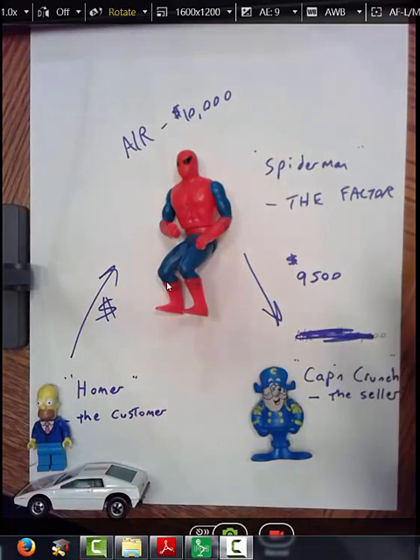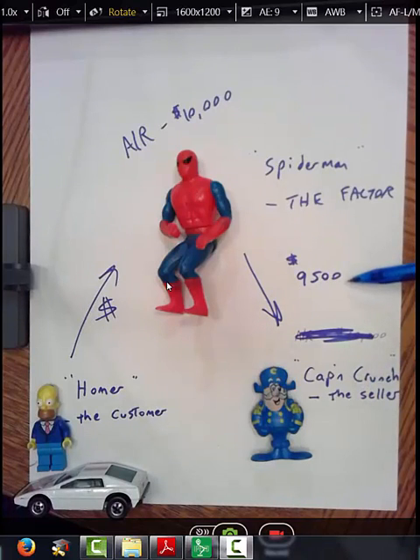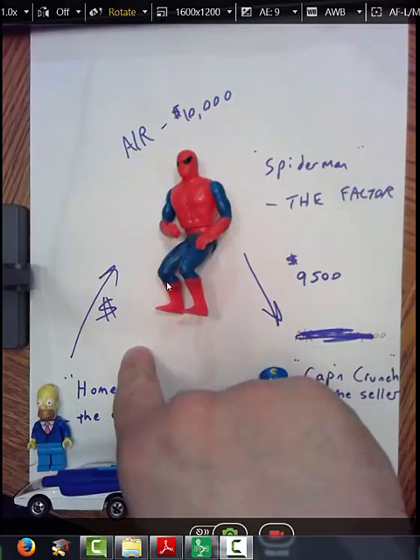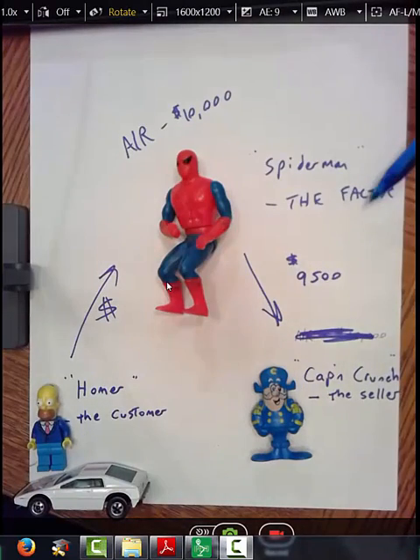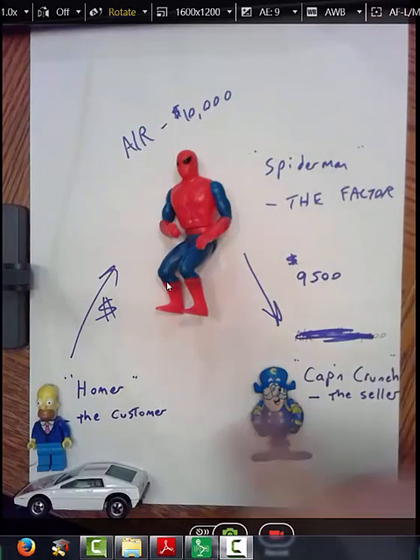Now, everybody's happy. Captain Crunch was willing to take a little less money, $500 less, to get their money immediately, and then in 180 days or 6 months, Spider-Man got his $10,000. So Spider-Man, the factor, made $500 on this, didn't he? And Homer doesn't care. He's got his nice white car and everything is good.